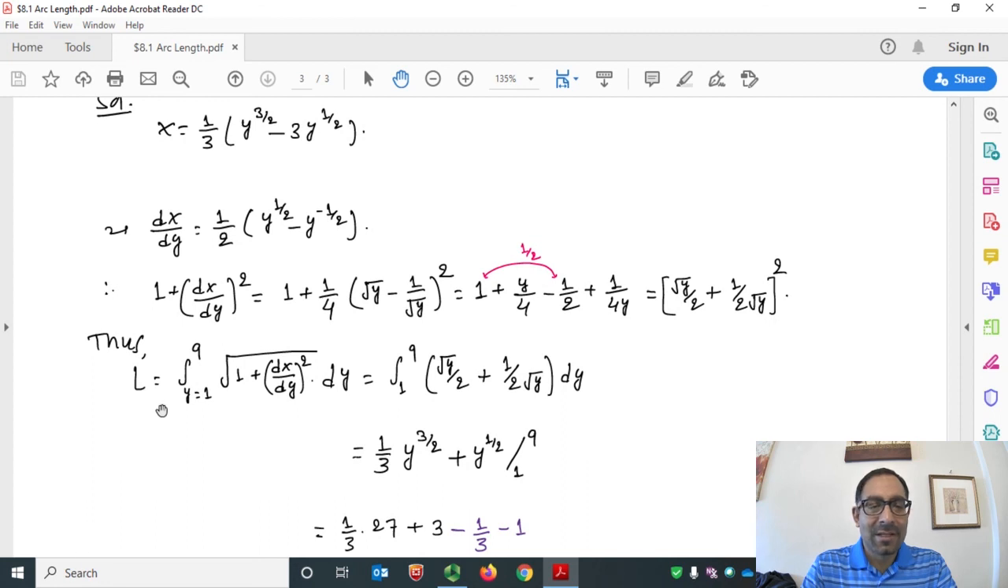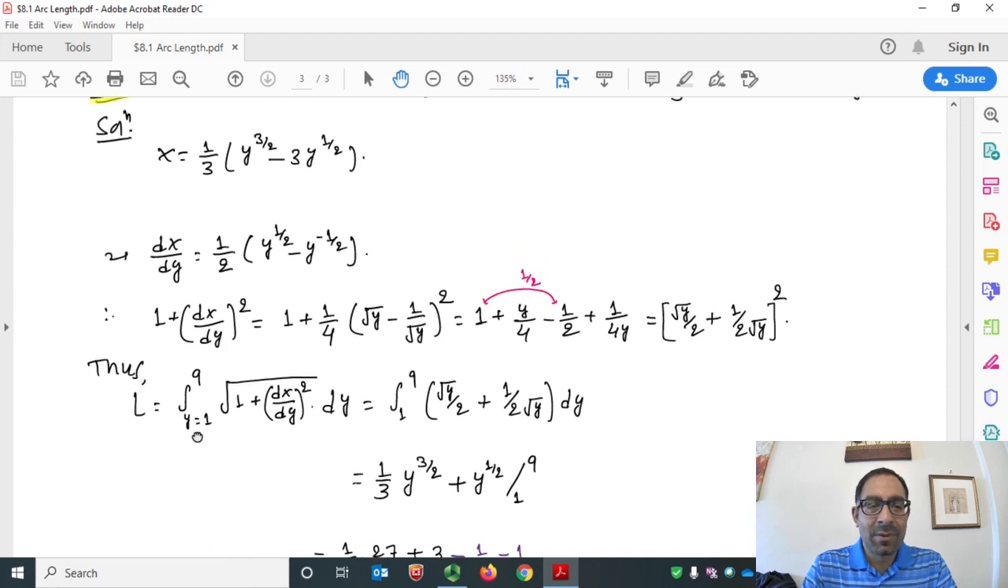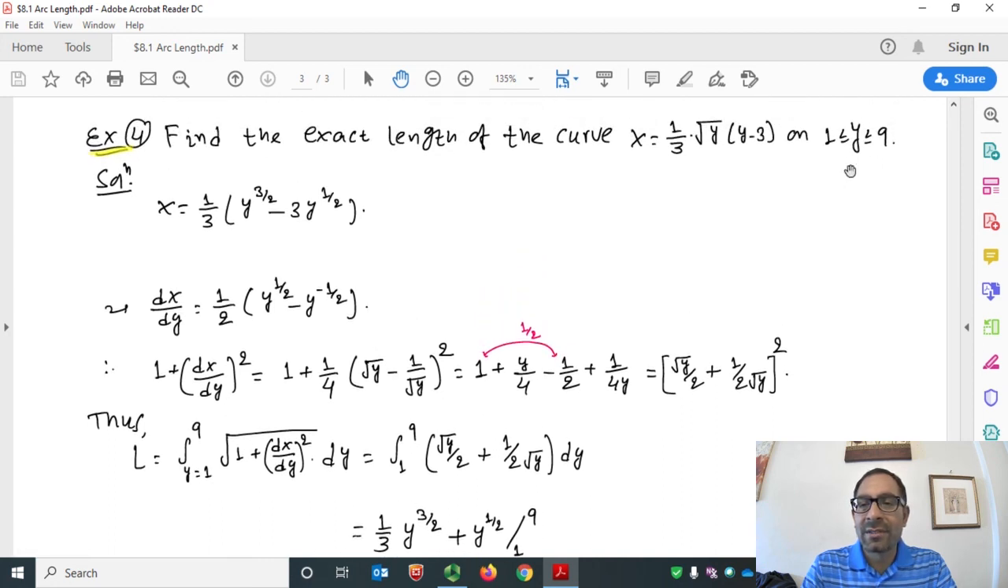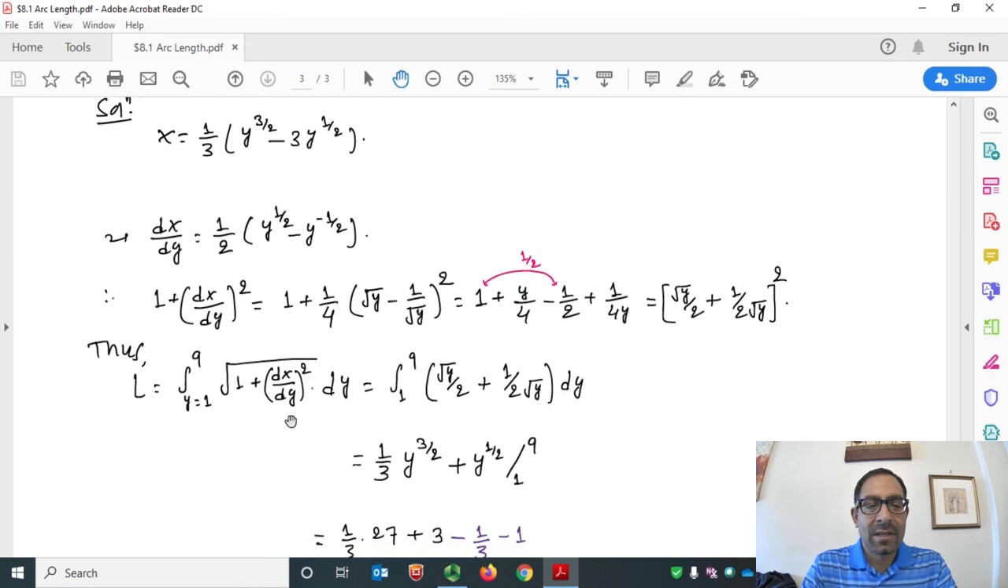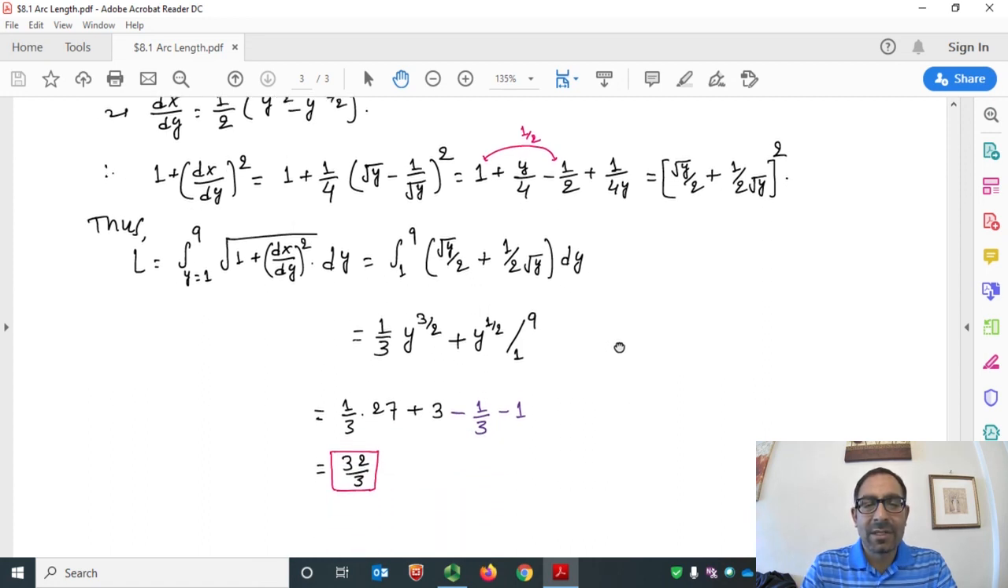Then the arc length formula, L equals the definite integral. Now this integral is with respect to y, so the y limits, y equals 1 to 9, are given to us here. Then the formula is the radical of 1 plus (dx over dy) squared times dy. We already computed this integrand function over here, so the radical and the square cancel, so we only have the definite integral from y equals 1 to 9 of (radical y over 2 plus 1 over 2 times radical y) dy. Great, now we are integrating with respect to y.